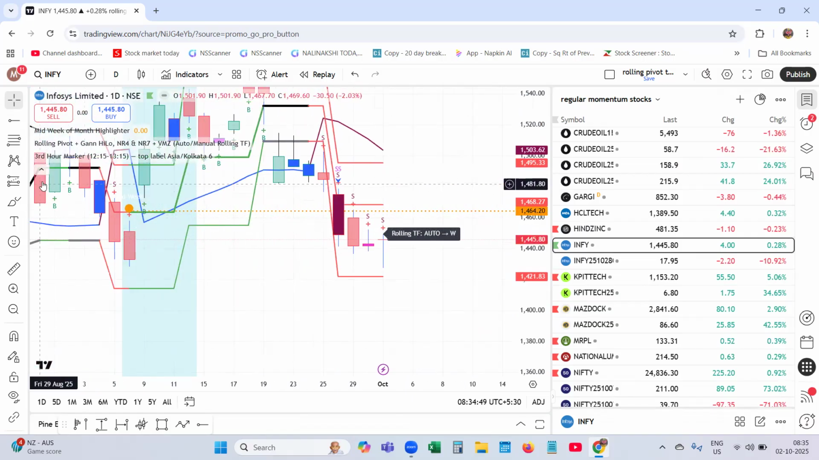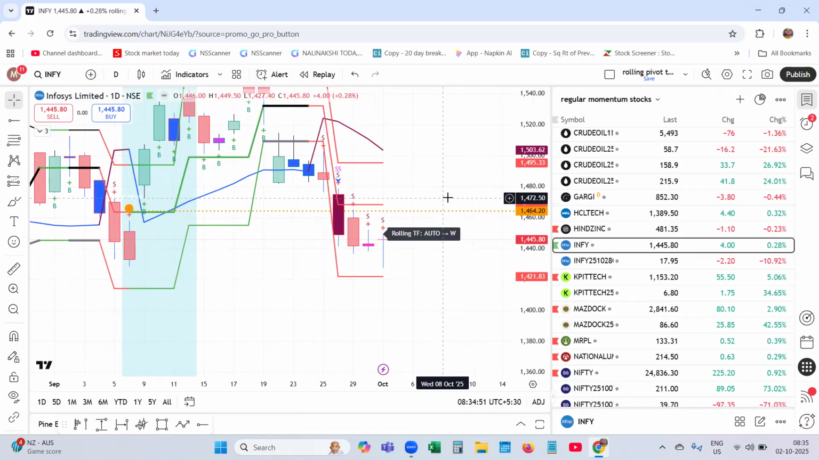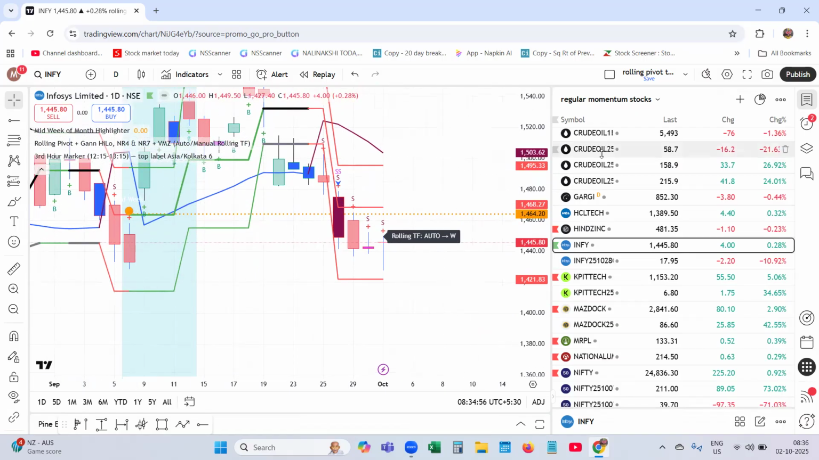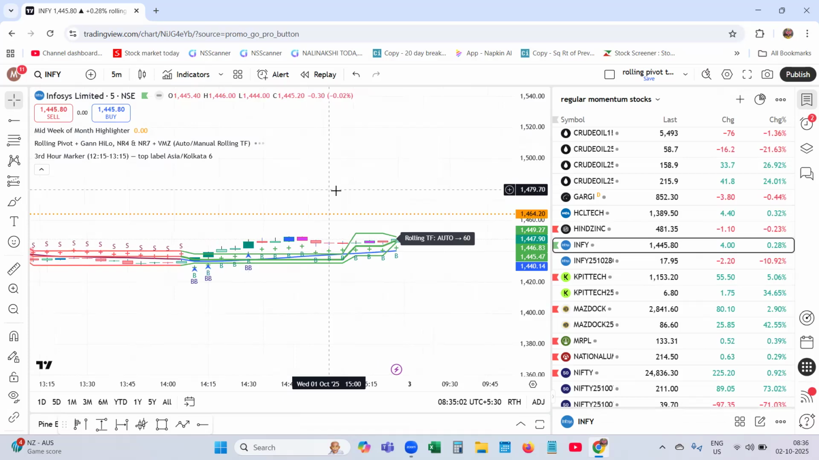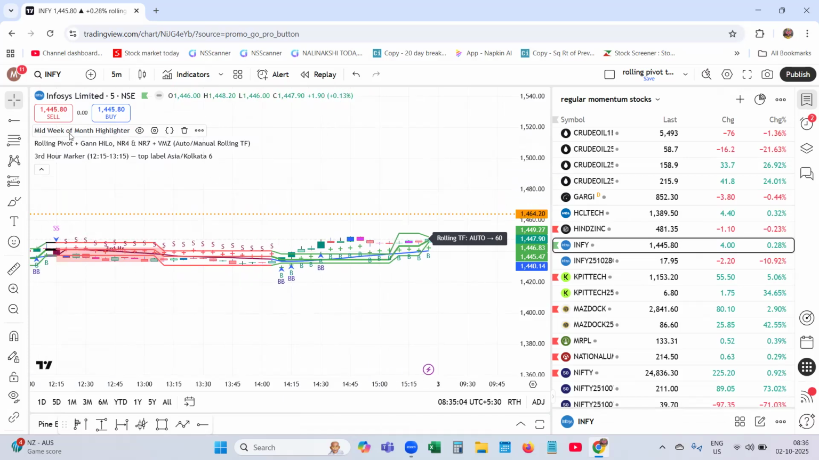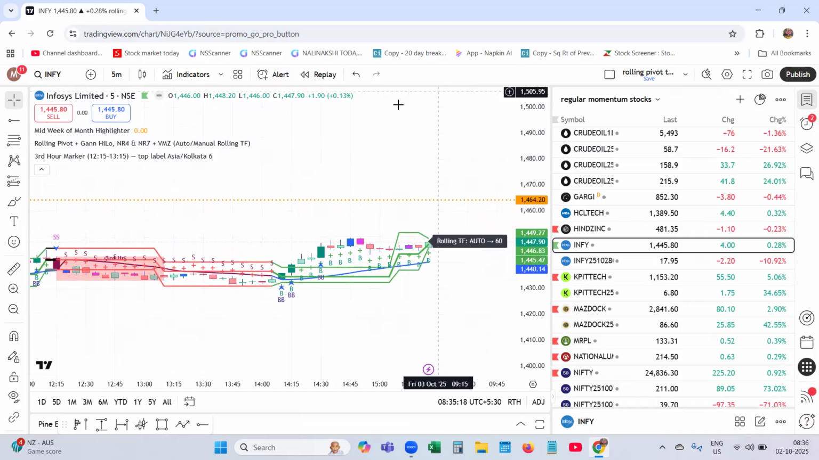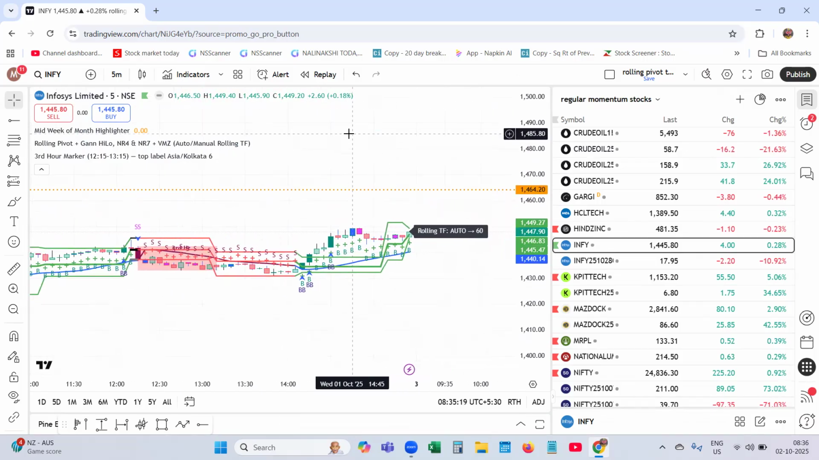So these are the three indicators combo. Let me go back to the lower time frame so you can see the indicator properly. One is the midweek of the month highlighter. Rolling pivot will guide you where the balance line for the monthly balance is. And rolling pivot Ganhilo is the GPS, trend and compass for your trade.